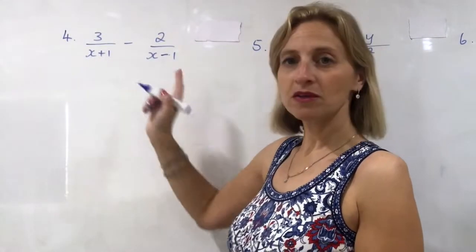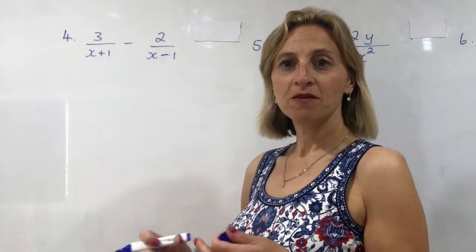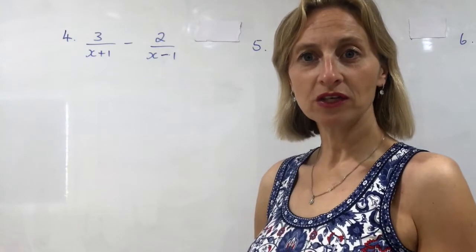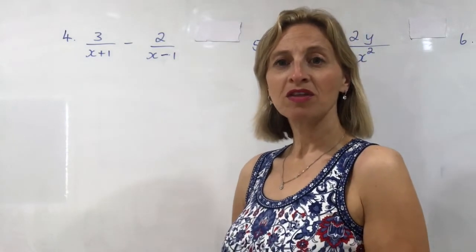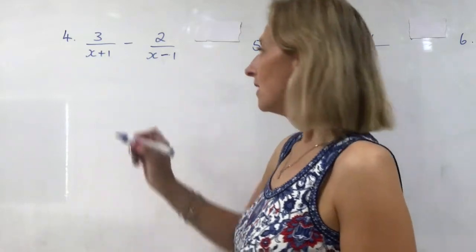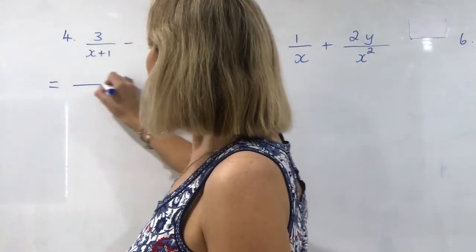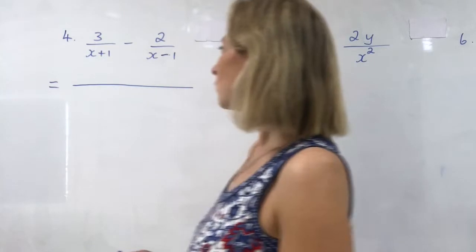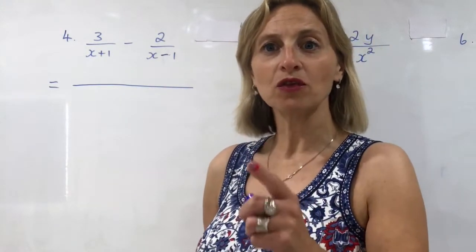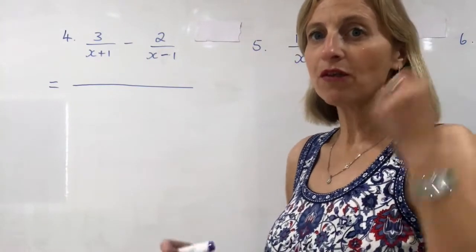This one is very similar to question number 3. We have 2 fractions subtracted together with x's or algebra on the denominator, and that's what makes it more difficult. Do you remember what we have to do for the first line? We need to make sure that we have a common denominator. We need one of everything that's on the bottom. So what do we actually need on the bottom here?